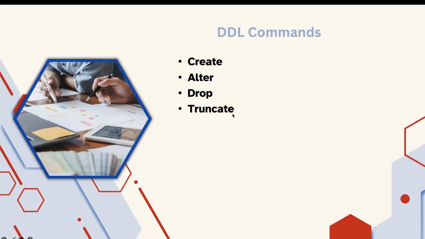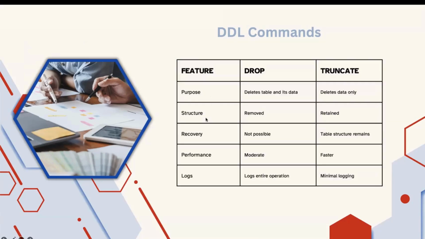Now there is the truncate command. So truncate and drop are the two commands which we are going to cover here. There is a difference between the drop and the truncate commands. The drop command deletes the table and its data, but truncate only deletes the data. Meaning the table structure is retained with the truncate command, but it is not present with the drop command. If you see here, the structure is removed here, and it is retained here.